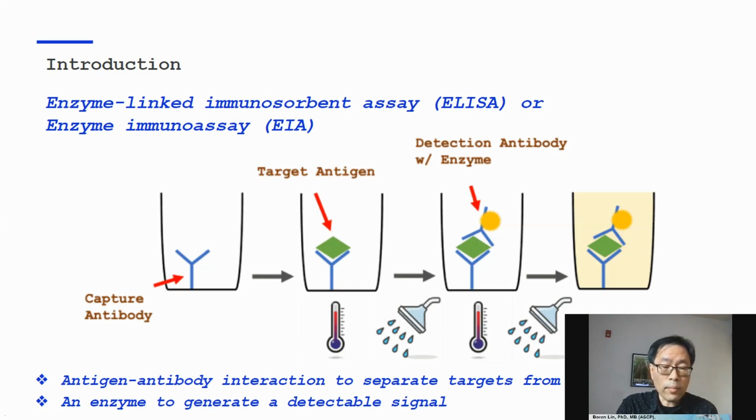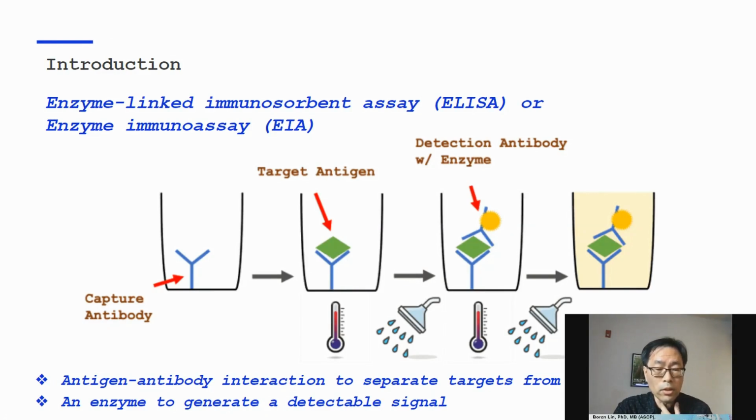There are several formats of ELISA, but in general, ELISA is developed around two biochemical reactions. First, there must be an antibody-antigen interaction, so the target can be selectively separated from other non-target molecules in the sample. And then we need an enzyme that can produce a signal, which can be a color, luminescence, or fluorescence.